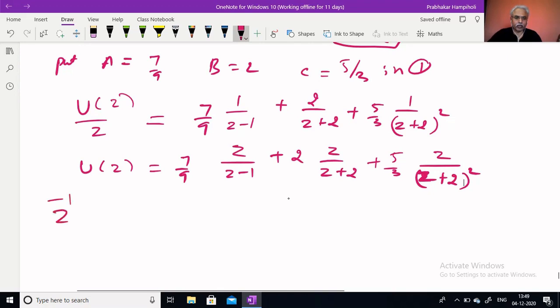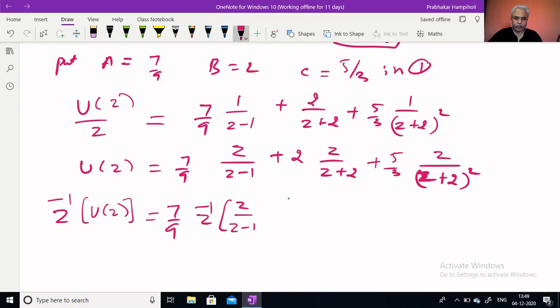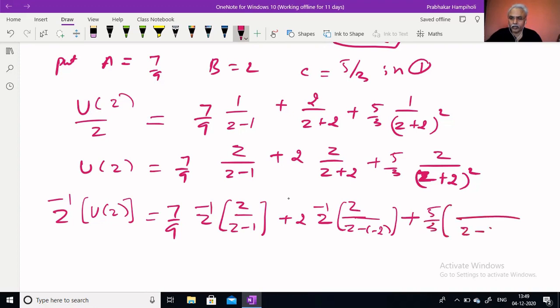So the inverse z-transform of u(z) is 7/9 times the inverse z-transform of z/(z−1), plus 2 times the inverse z-transform of z/(z−(−2)), plus, here you have to observe that this is z minus (−2), whole squared.